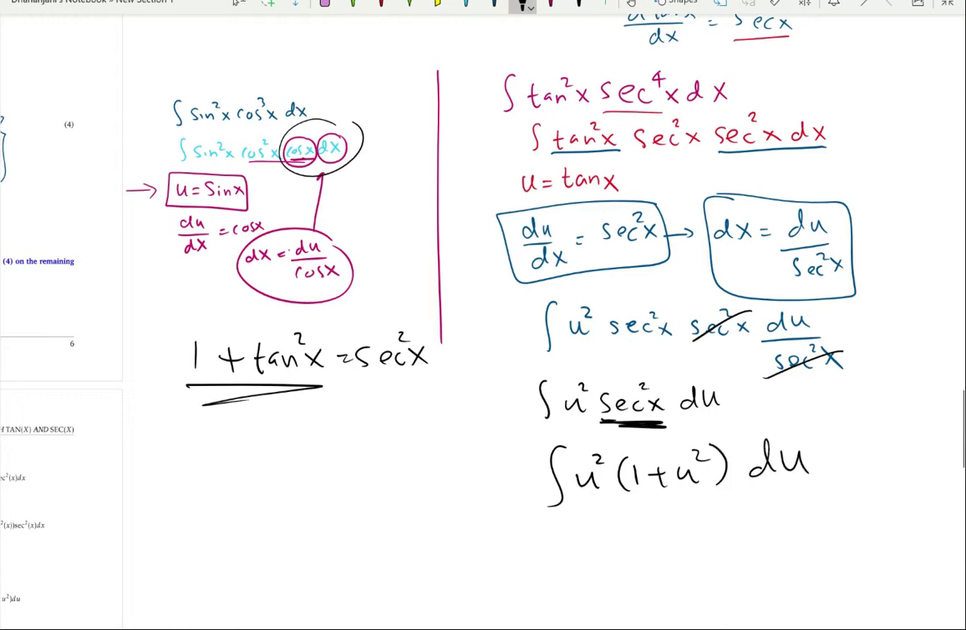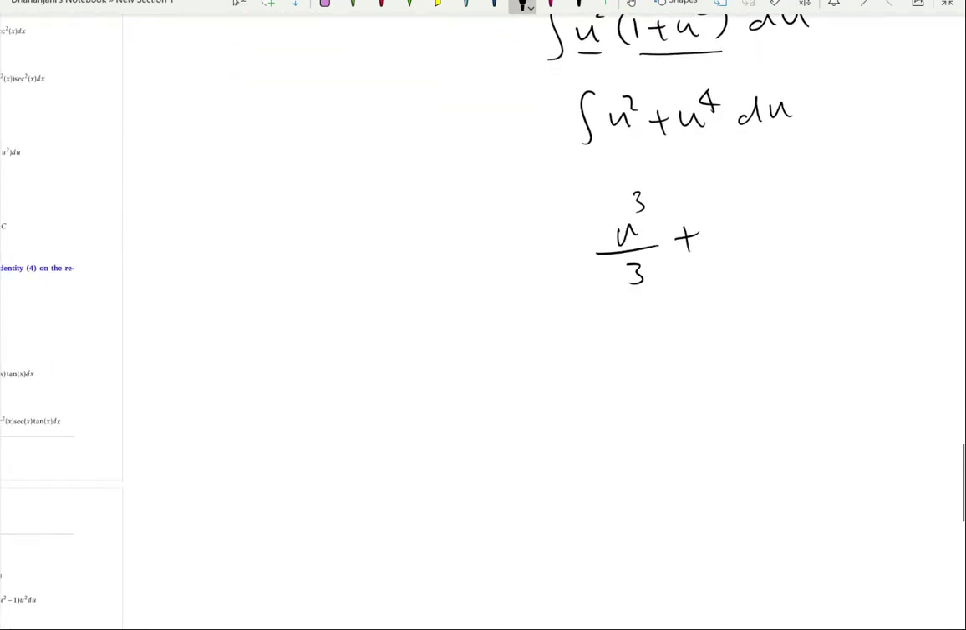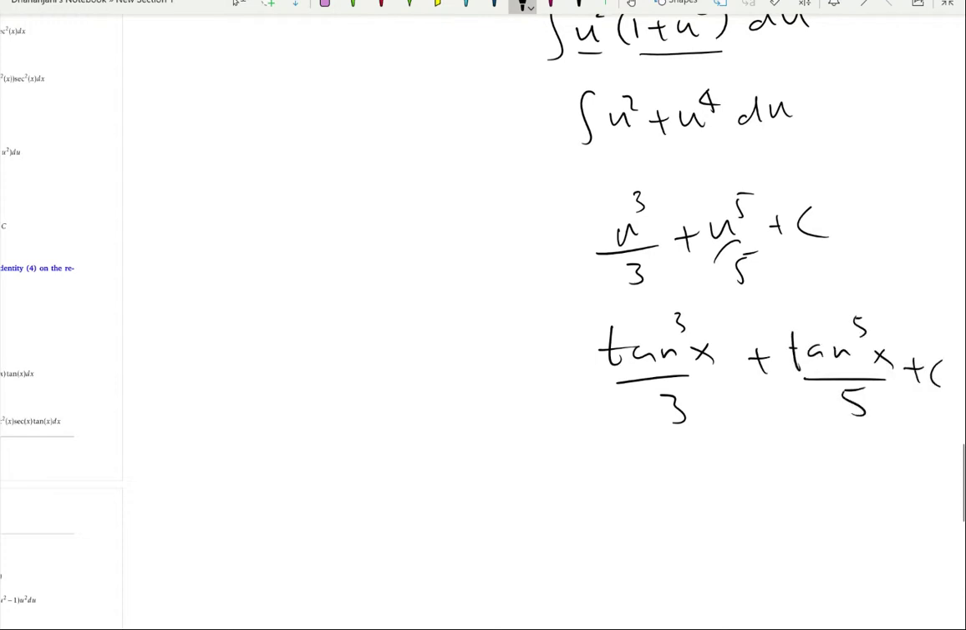Okay, let me finish the integration and come back to this problem again. So you can distribute this u square. So this is u square plus u to the 4 du. And if you integrate u square and u to the 4, this is u cube over 3 plus u to the 5 over 5 plus c. u is tangent. So tangent cube x over 3 plus tangent to the power 5 x over 5. This is the answer, right? Okay, I did that fast because this step is easy.